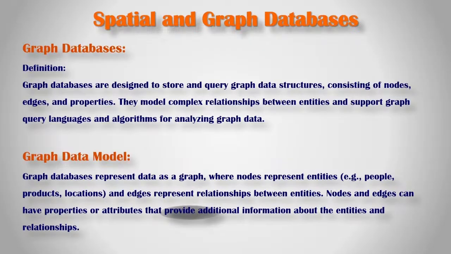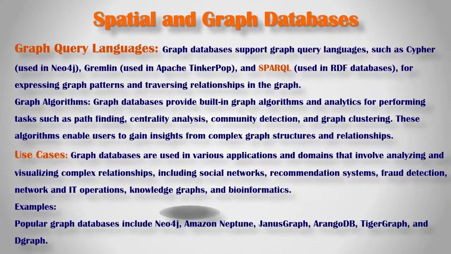Graph data model. Graph databases represent data as a graph, where nodes represent entities, e.g., people, products, locations, and edges represent relationships between entities. Nodes and edges can have properties or attributes that provide additional information about the entities and relations.